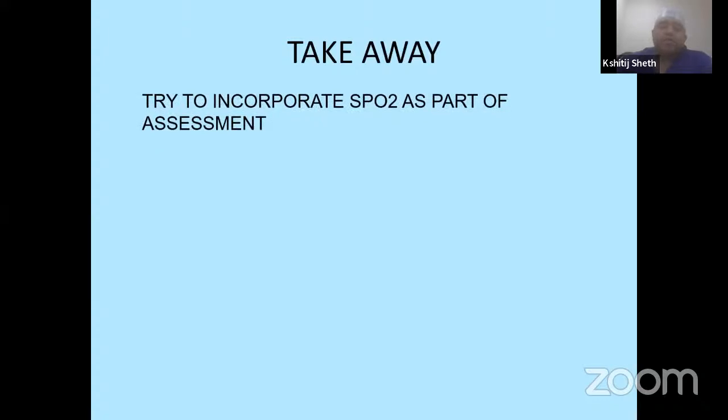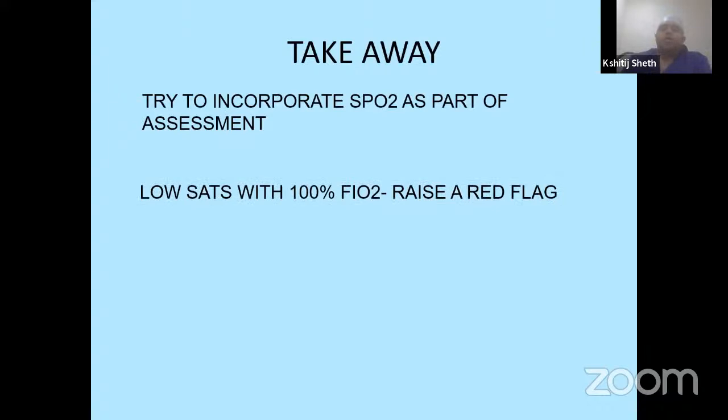So the take home message is always look at saturation as part of assessment. I know it is difficult for smaller kids, but at least in older kids, look for saturation in OPD practice. If you have an admission in an indoor setup, then definitely all patients should undergo saturation testing. Low saturation with 100% FiO2 with proper ventilation indicates that there is something wrong in the heart. If it's only lungs, with proper ventilation and oxygenation, saturation must improve. If it doesn't improve, it should raise a red flag that there is something cardiac that you're missing out.